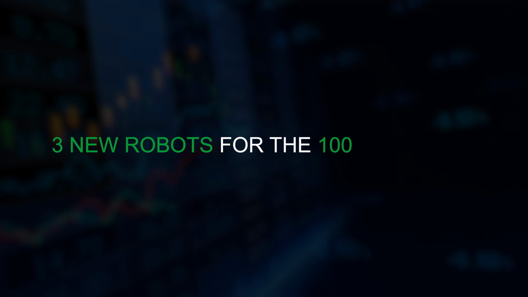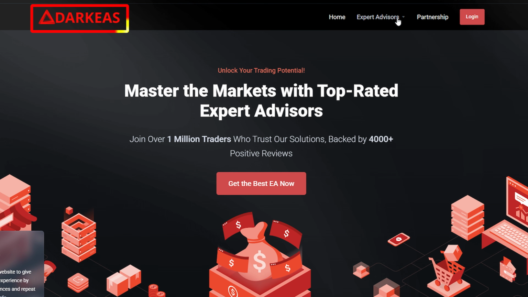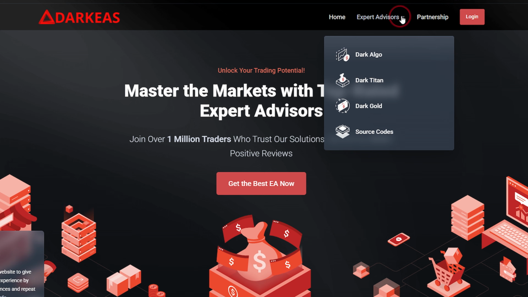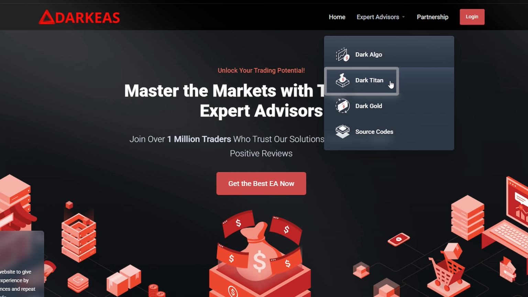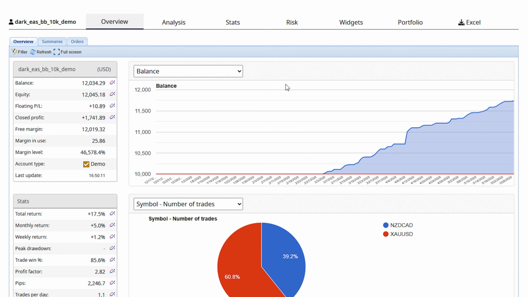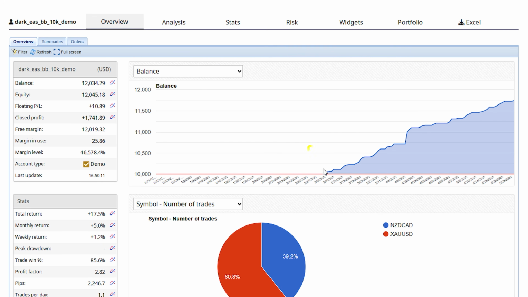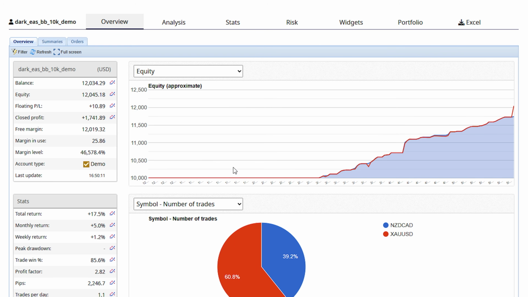And as part of my 100k project, I'll be starting 3 new robots, and those will be the EAs from the Dark EAs vendor. I'll start trading the Dark Titan, the Dark Gold, and with these 2 EAs we have achieved 17.5%. This account has been trading since 3rd of March. You can see a very steady growth. If I show you the equity, you will see that it stays very close to the balance line. There is a floating profit at the moment.